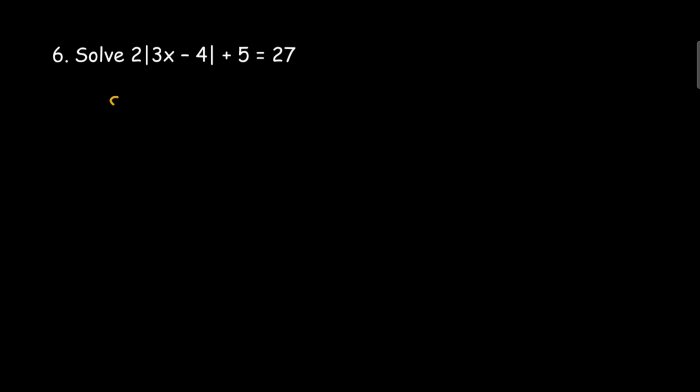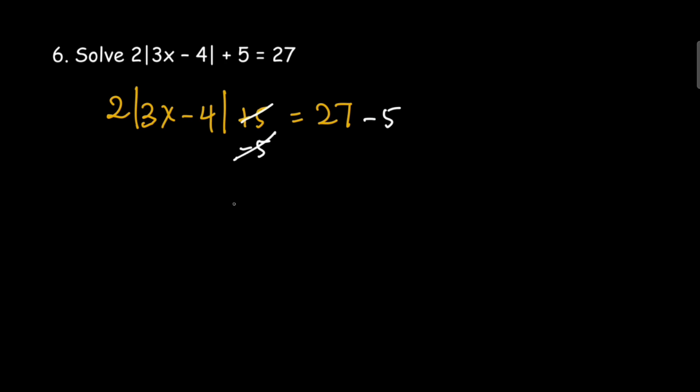Over here, I'm just going to copy everything again. We have 2 times the absolute value of 3x minus 4 plus 5, and this is equal to 27. Now next, I'm just going to get rid of this term right here by subtracting 5 from both sides, and you notice that this negative 5 and this will go. Then we have 2 times the absolute value of 3x minus 4 is equal to 27 minus 5, which is giving us 22.